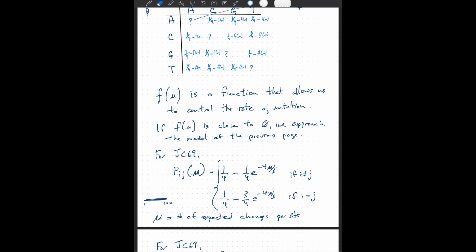Another way to think about it is, over your period of evolution, as you play God and simulate 1 billion years with some poor organism, how many times do you expect that site to change? Is it once? Is it 10? Is it an eighth? A millionth? That's what mu is. I prefer to think of it as out of 100 nucleotides, how many do I expect to change over the period of evolution that I'm interested in?